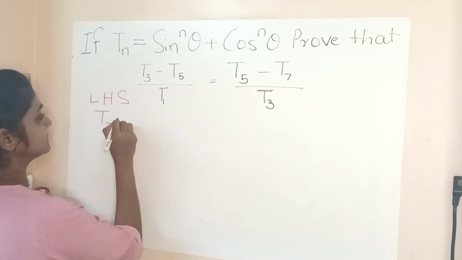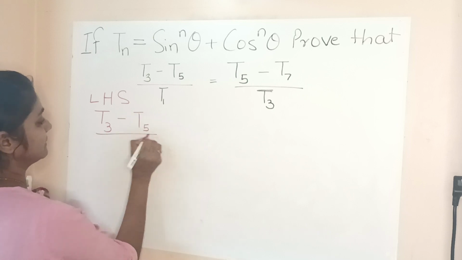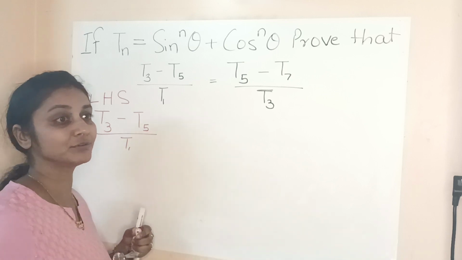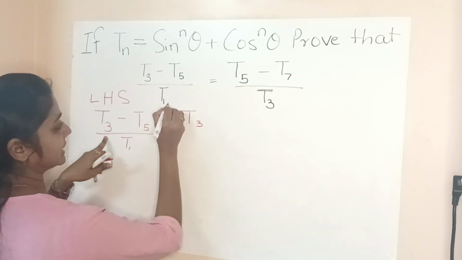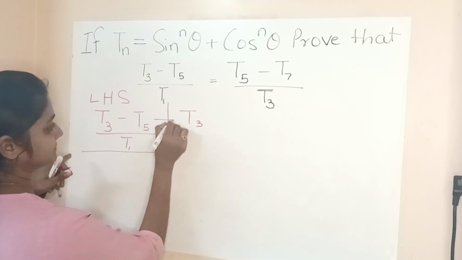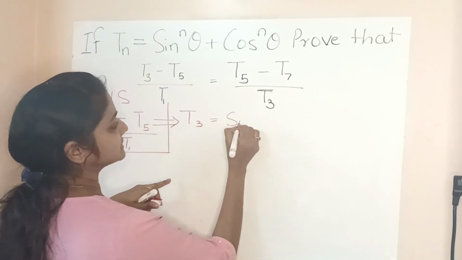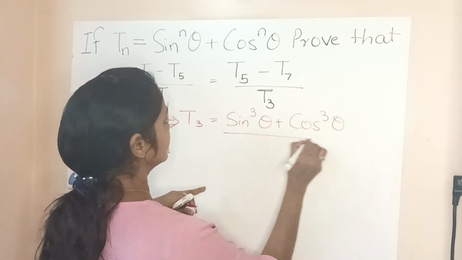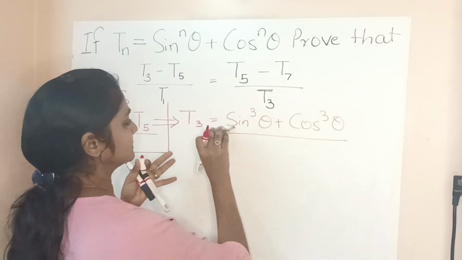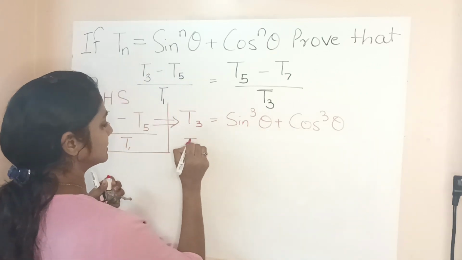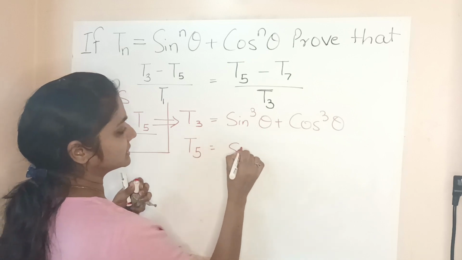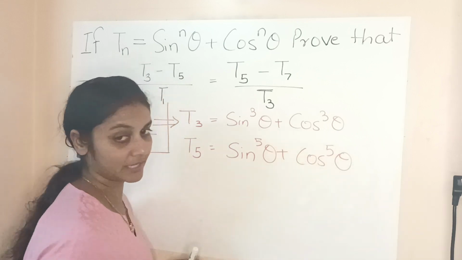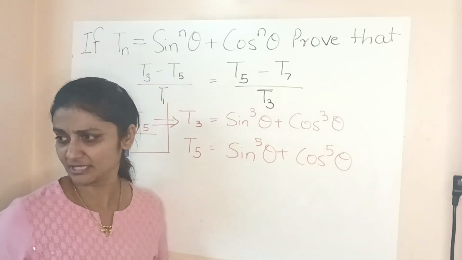T3 minus T5 by T1. So what is my term 3 going to be? Anika, I want you also to write this, please. Go from that side. Okay, first we'll find out T3. T3 is going to be sine cube theta plus cos cube theta. Let us first do step by step. Then term 5. Term 5 is going to be what? Sine to the power 5 theta plus cos to the power 5 theta. Right? Till here understood? Any doubt?